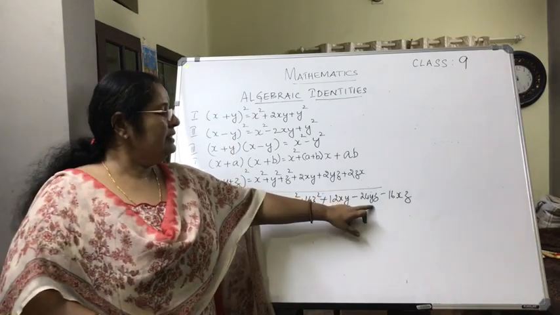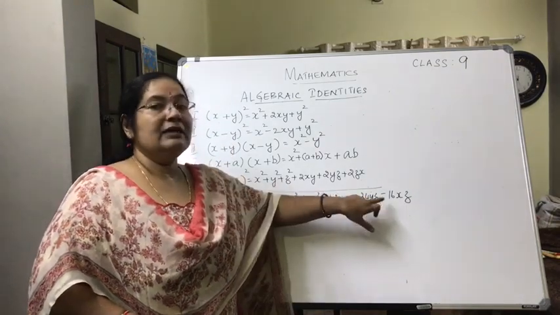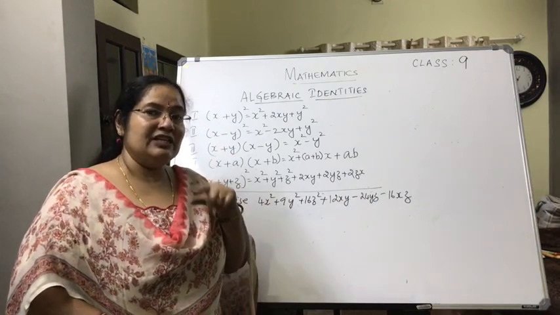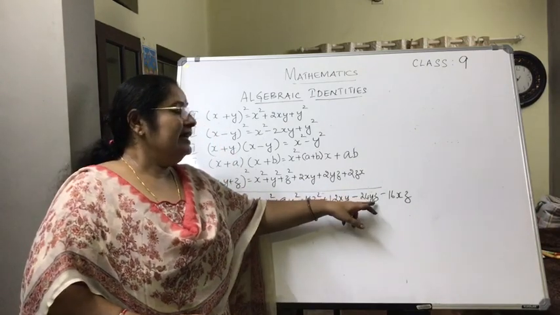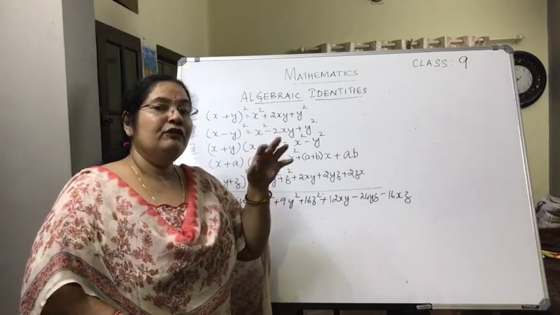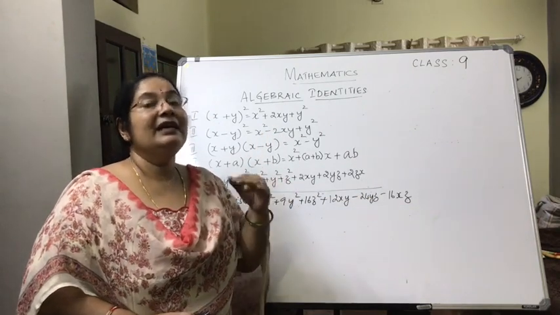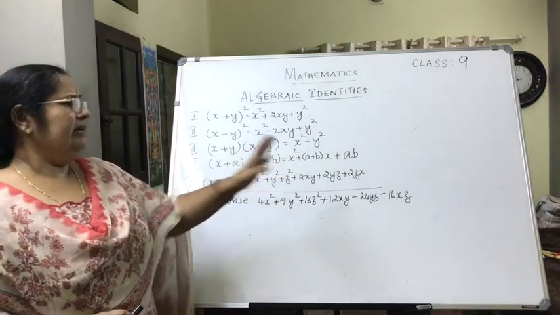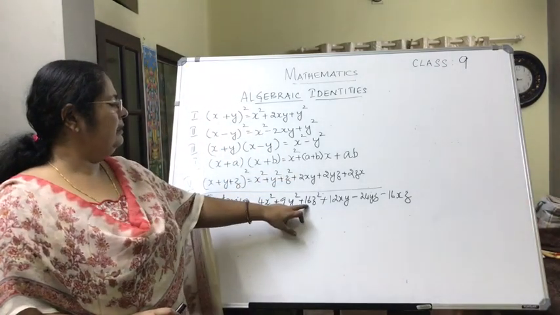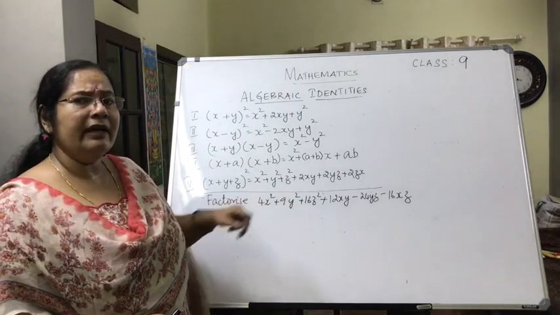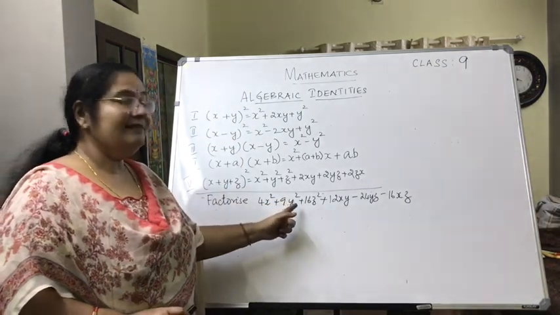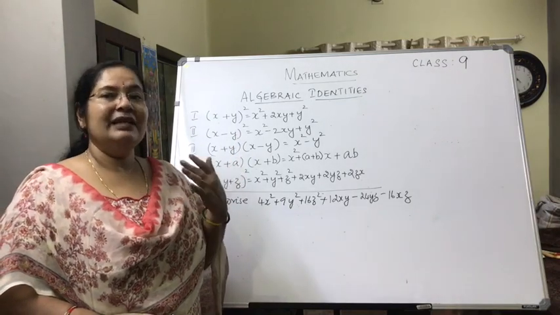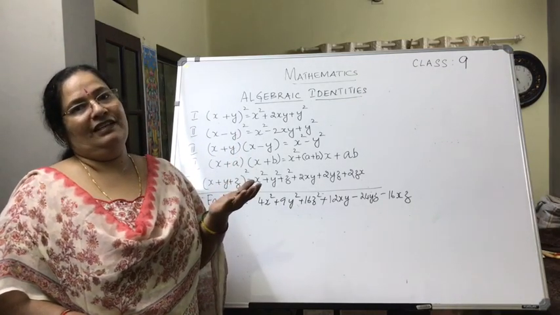Which of the variables is common here? Z is common. That means whatever value you put for that Z will be a negative one. Now you will be thinking, here it is negative, but here if I am taking Z as negative, it is not negative. Why isn't this negative? Because when you square a negative number, it becomes positive.